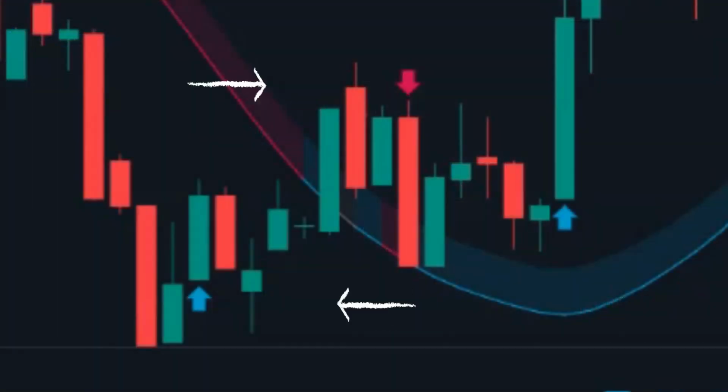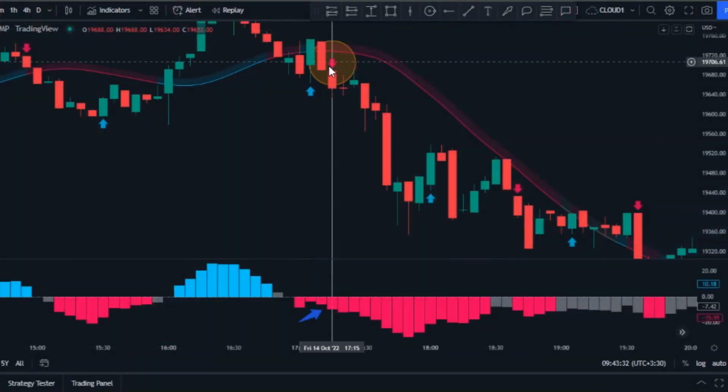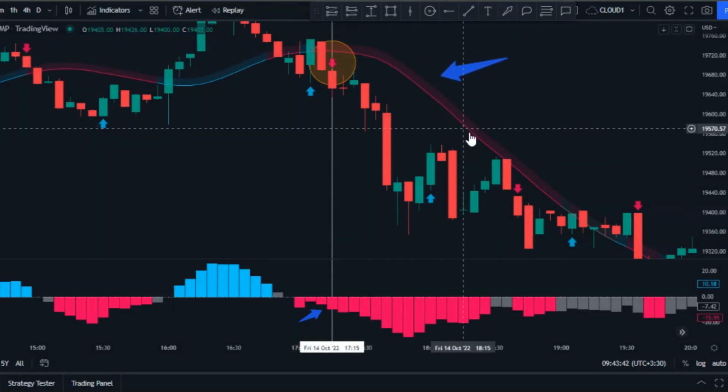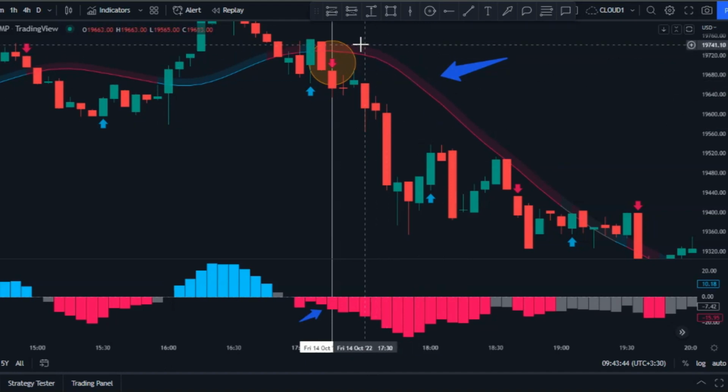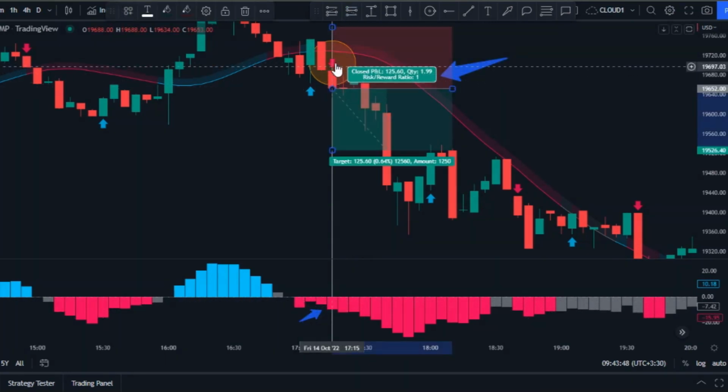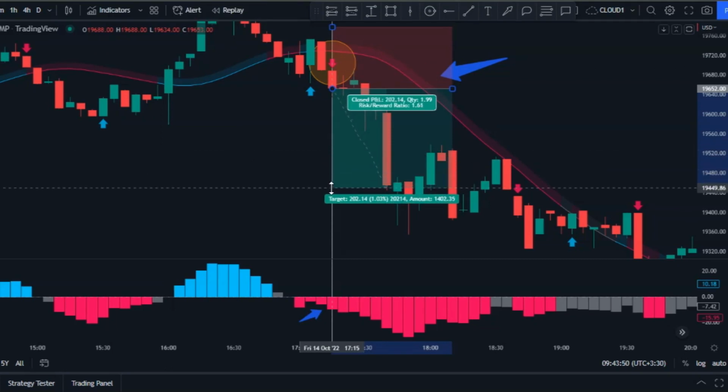SSL Hybrid also plots some buy and sell signals, and you can trade with this buy and sell signal. So whenever you have a red arrow above the candle and the candle is below the SSL Hybrid and the SSL Hybrid is red, you have a sell signal. And to confirm this sell signal, the QQE Mod histogram should also be red. So when all these conditions are fulfilled, you can set your short order at the close of the trigger candlestick.